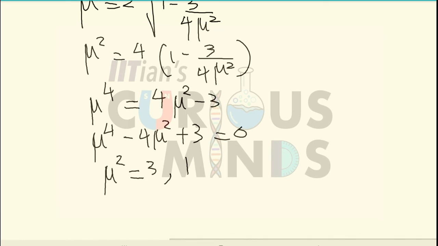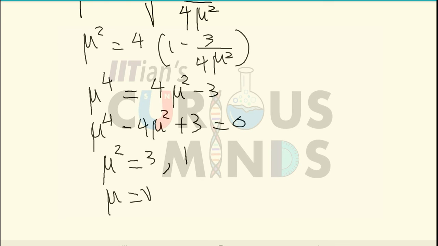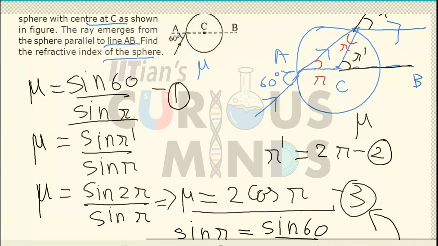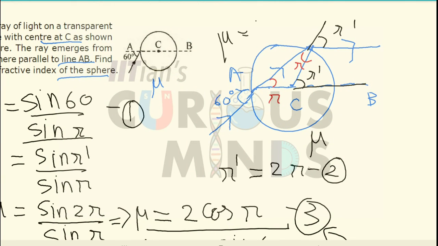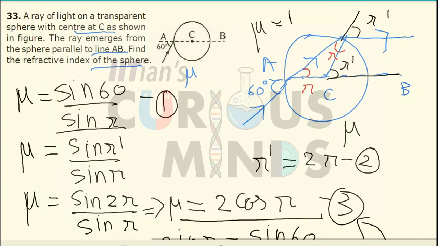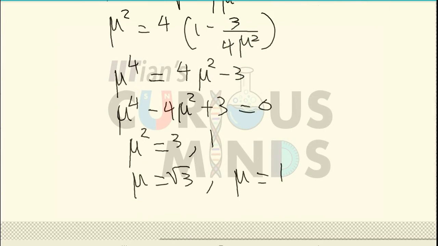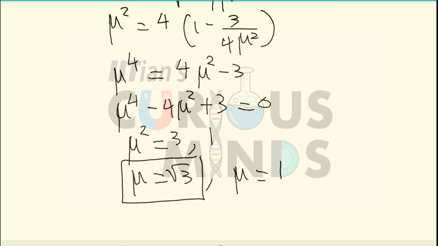Both the terms are valid, but I will tell you which will not be valid. So mu will come out to be either root 3 or 1. Now 1 cannot be the answer because the refractive index on the left hand side, which is the refractive index of air, I have already taken as 1. For refraction to take place, the refractive index of the sphere has to be different from 1. So the correct answer for the refractive index is root 3.